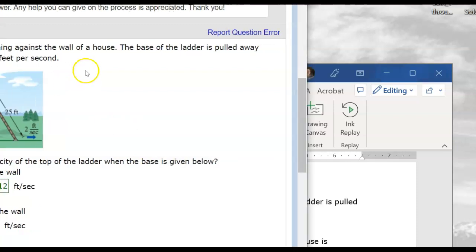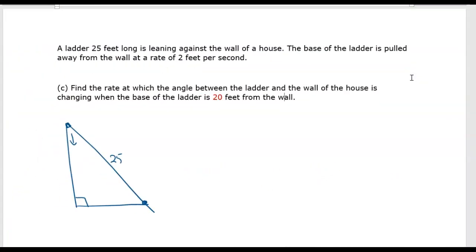Ladder 25 feet long against the wall of the house. The base of the ladder is pulled away at 2 feet per second. Okay, so we might need that. So let's see. If I call this X and I call this Y, then this is moving at 2 feet per second. Okay, so that would be dx dt is positive 2 since it's increasing. Okay, so I'll just write that down.